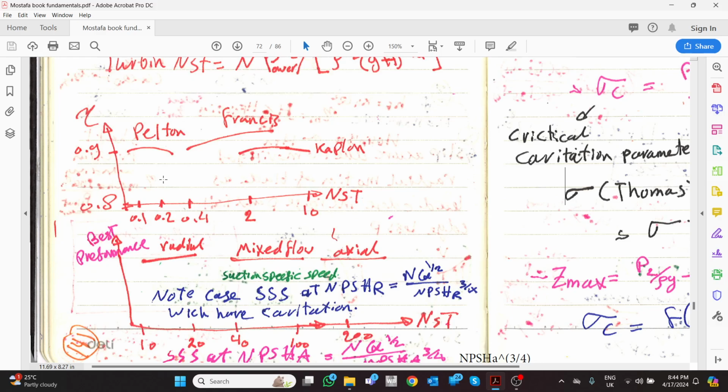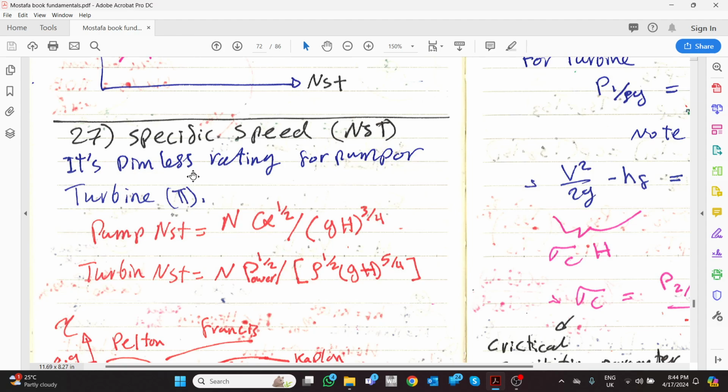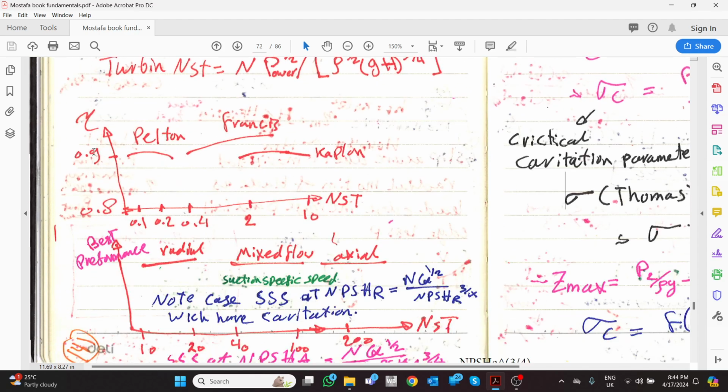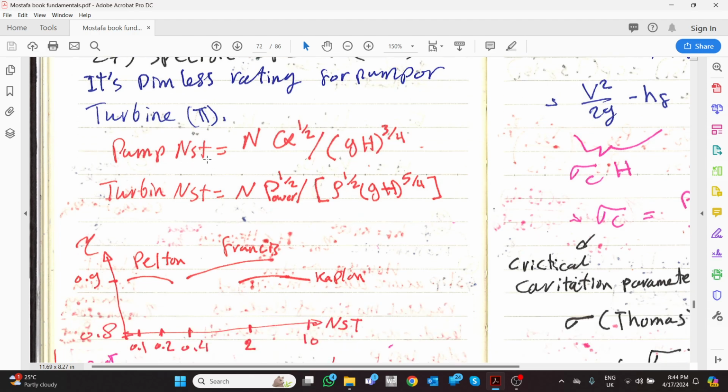Before going to this one, I'm just showing you the specific speed, to know what the best efficiency is for a turbine or a pump, whatever. When you calculate the specific speed, it is a pi number, which doesn't care what is happening inside the turbine or the pump. It is a pi based on the Buckingham pi theorem. So it involves rotation, flow, g and H. It is a dimensionless number.